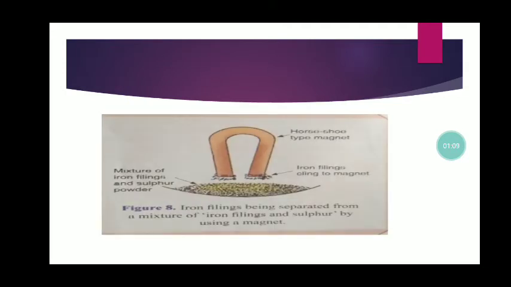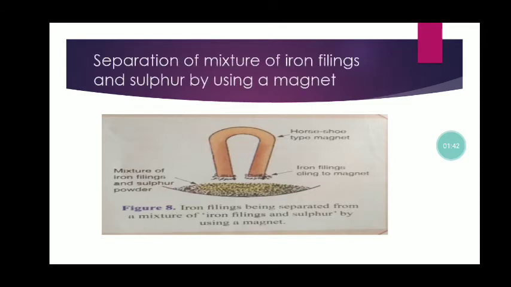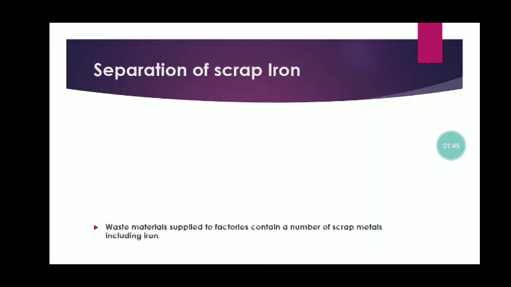Now you can see in this picture a horseshoe type of magnet, and below it a mixture of iron filings and sulfur powder. If you want to separate the iron, you just put the magnet on it, and the iron is attracted by the magnet, and the remaining sulfur is still in the plate. So this is the way you can separate the iron.